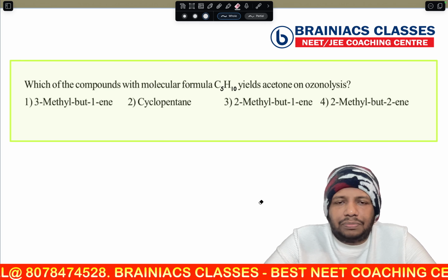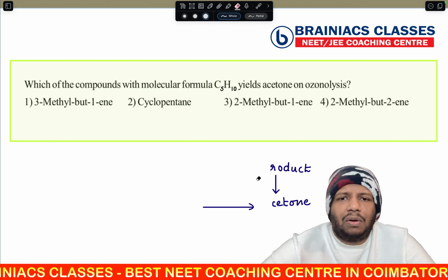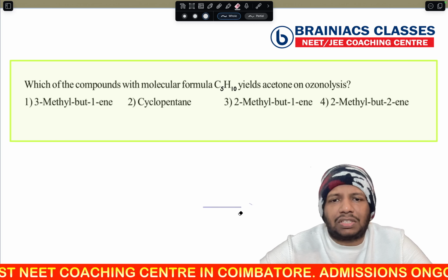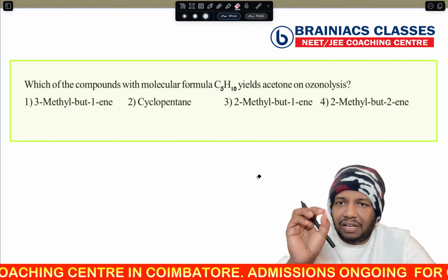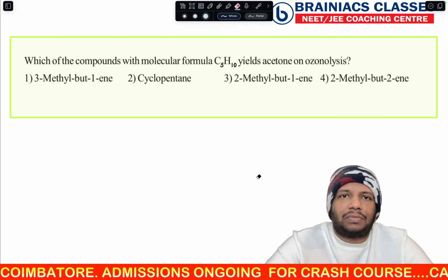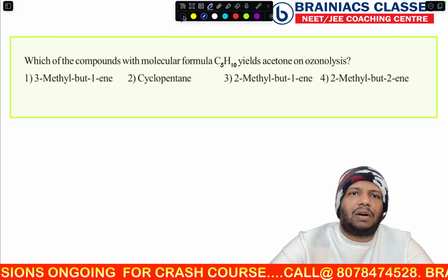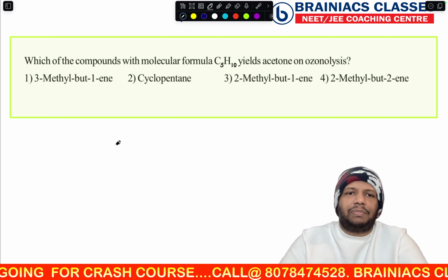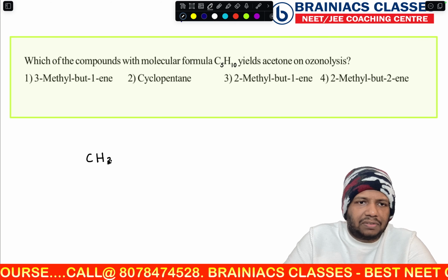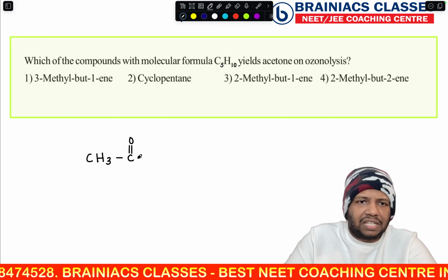Now I will tell you one more simple method. We need to understand the structure of acetone, and based on that take a choice from the options. That will save your time a little more. So tell me, what is acetone's structure? Can anybody tell how acetone looks? Acetone is CH3, C double bond O, CH3.